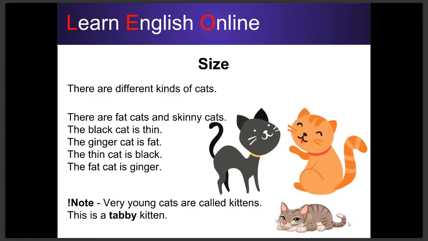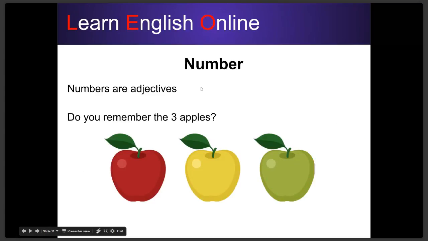And you can use colours to describe parts of animals. So this cat has a black nose. This cat has a pink nose. Okay? Lots of ways to describe everything, actually, not just cats and dogs. Everything around you can be described. Numbers are adjectives. We've seen numbers. Did you know they were adjectives? You know some adjectives already.